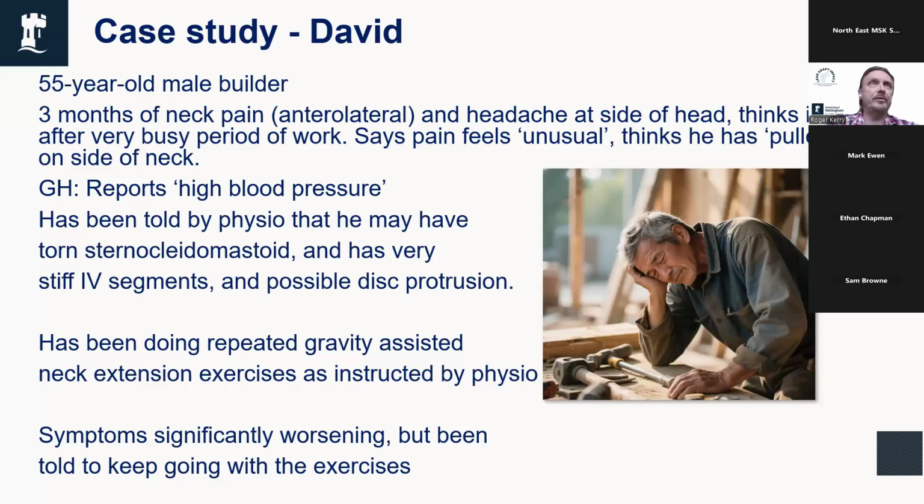This is David. He's a 55-year-old male builder. 3 months of neck pain, anterolateral, and headache at the side of his head. Thinks it started after a busy period of work. He is a carpenter or joiner. Says the pain feels unusual.